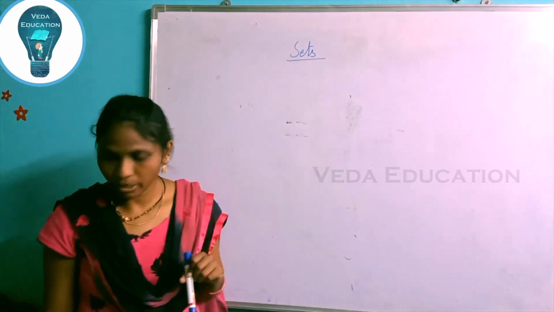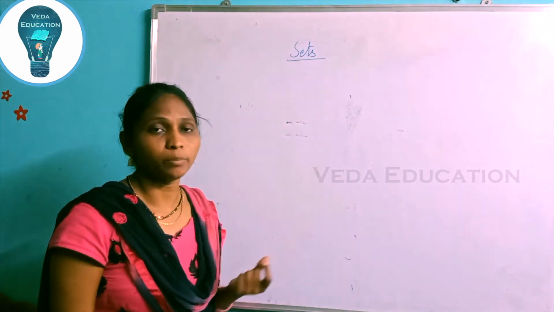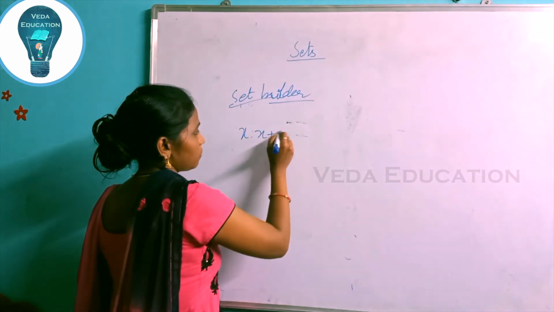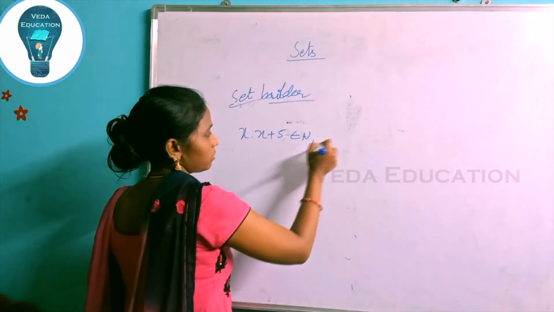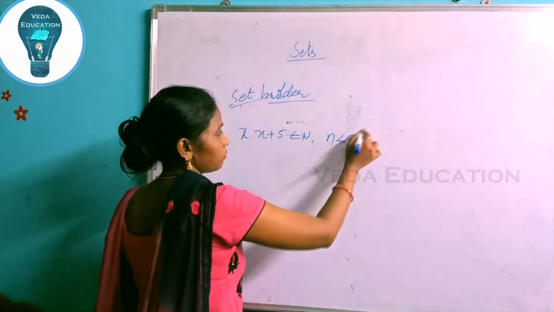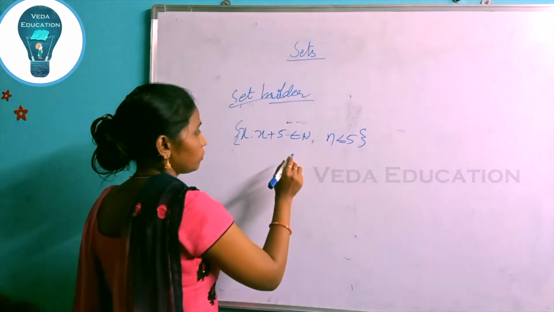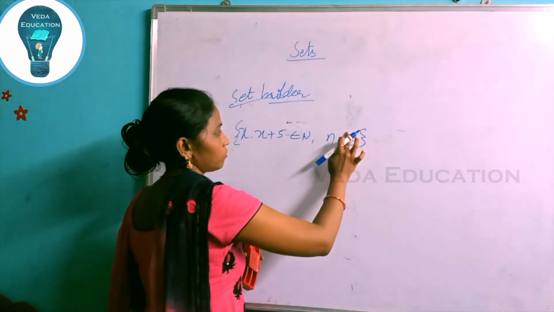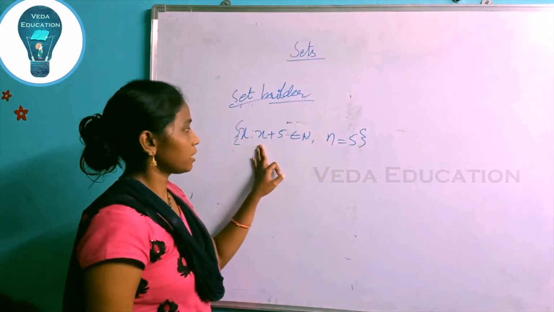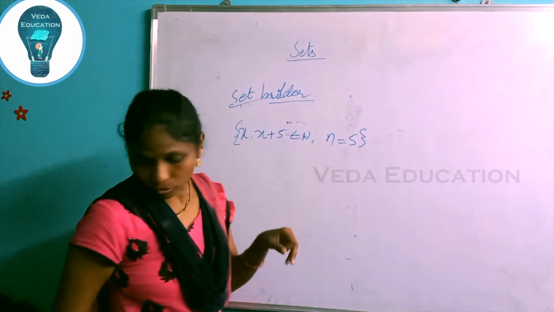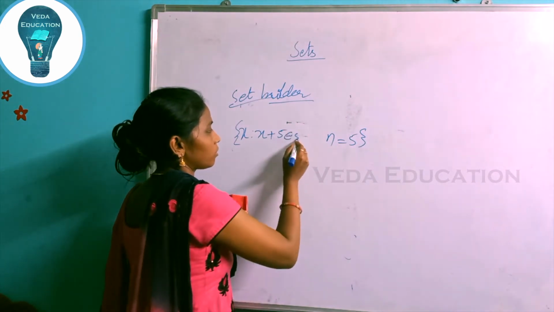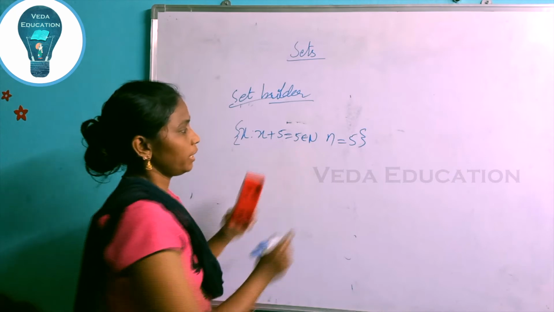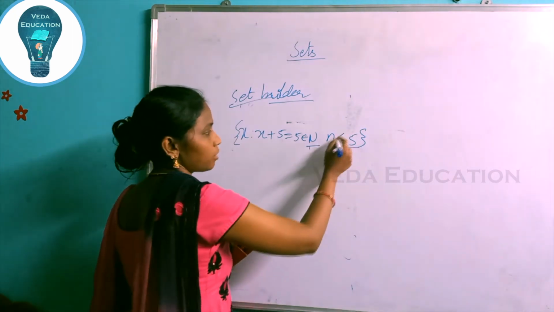When the set is given in a roster form, we can say it is very easy to say finite or infinite. When set is given in a set builder form, how can we say that? Set builder form they are giving x such that x plus 5 equal to 5, x belongs to natural numbers, and n less than or equal to 5. See here, x such that x plus 5 equal to 5, and it belongs to natural numbers, and n value can be 5 or less than or equal to 5 also you can consider.